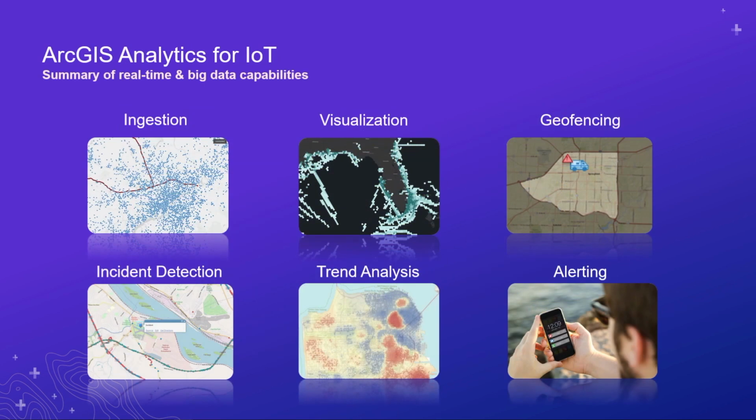So that rounds out the product overview for today. Analytics for IoT, while very suited for sensor observation data, more generally brings real-time and big data capabilities to Esri's Geospatial cloud. And these capabilities can be summarized in these 6 categories: ingestion of data, visualization, which is in terms of both the real-time layers and the dynamic aggregation layers, analysis, especially in terms of geofencing, incident detection, and trend assessment. And lastly, Analytics for IoT offers alerting and the automation of output actions, including talking back to external systems.